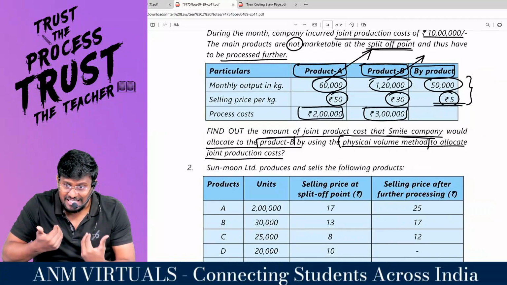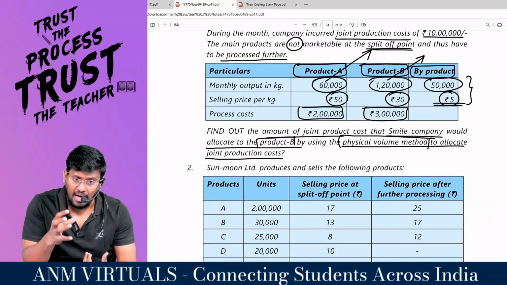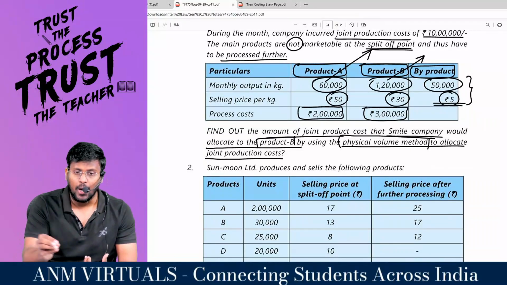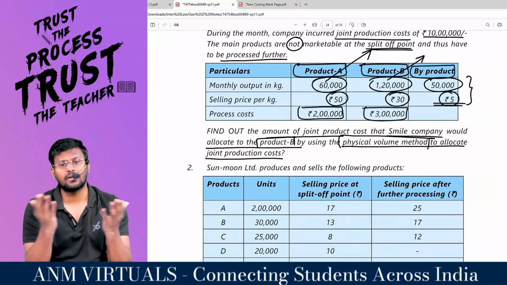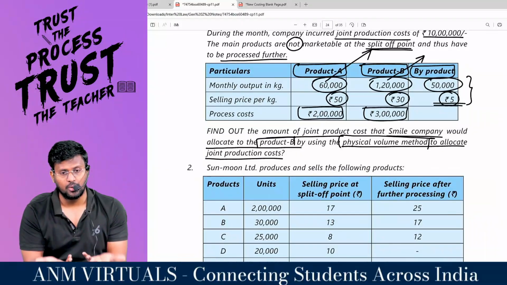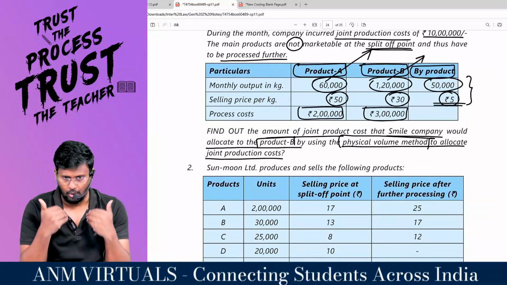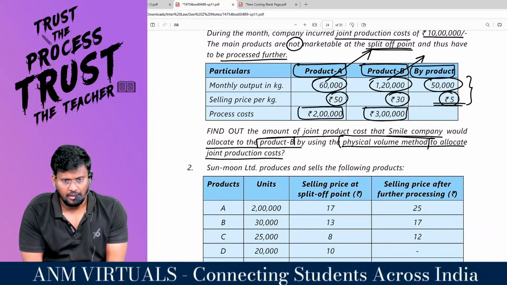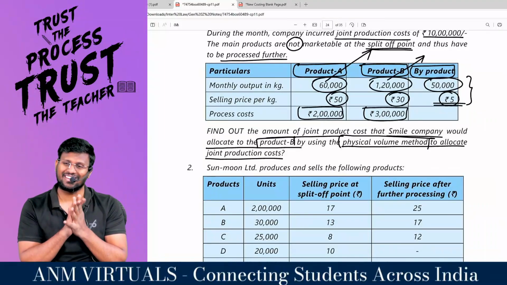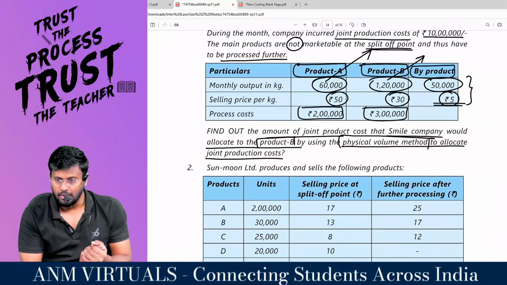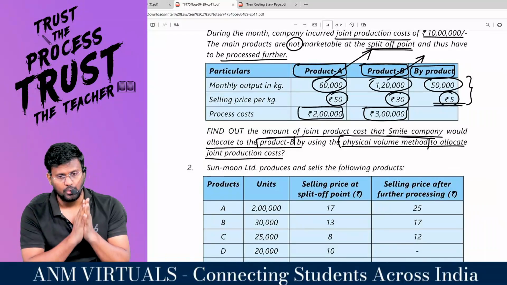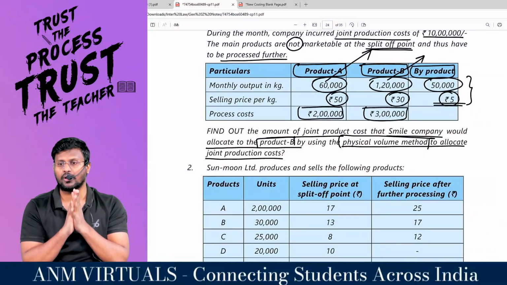In case realizable value is there, the NRV of the byproduct should be reduced from the join cost to arrive at the net join cost. That net join cost has to be apportioned to the main product based upon the out of the 7 NSR techniques what we have learned. Comfortable? That's it with regard to the chapter join product and byproduct.